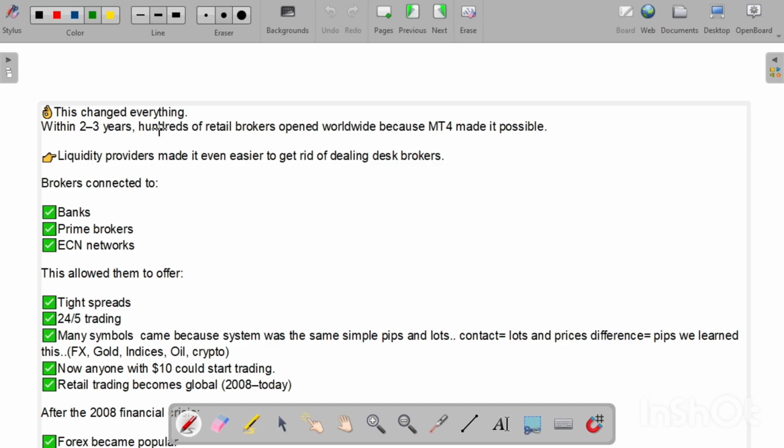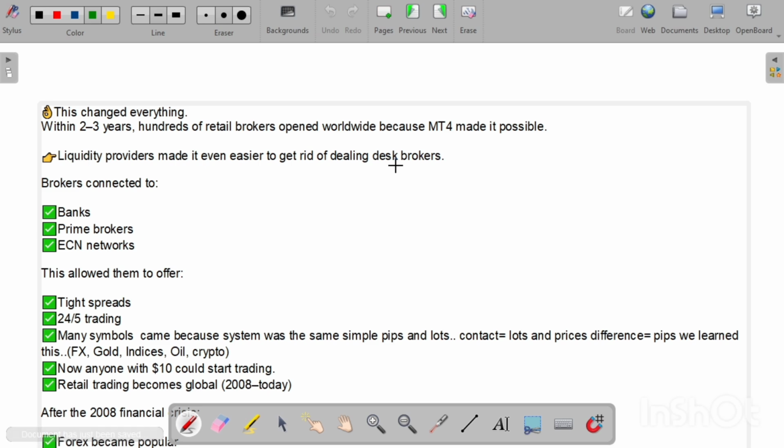So liquidity providers made it even easier to get rid of dealing desk brokers. Now a lot of things happened. Within 2 to 3 years, many things changed. A lot of brokers popped up because of MT4. Then came another group called the liquidity providers, which came to help the market so much to get rid of dealing desk brokers.